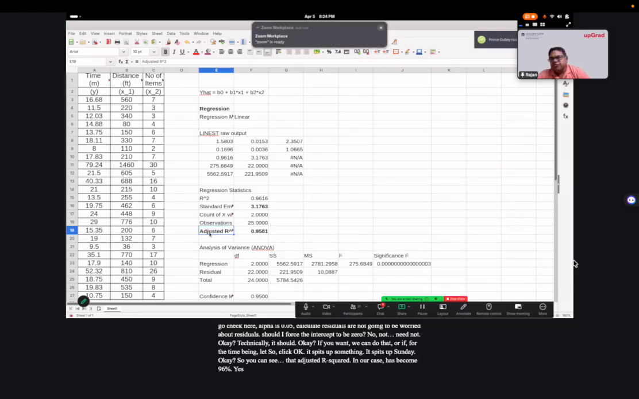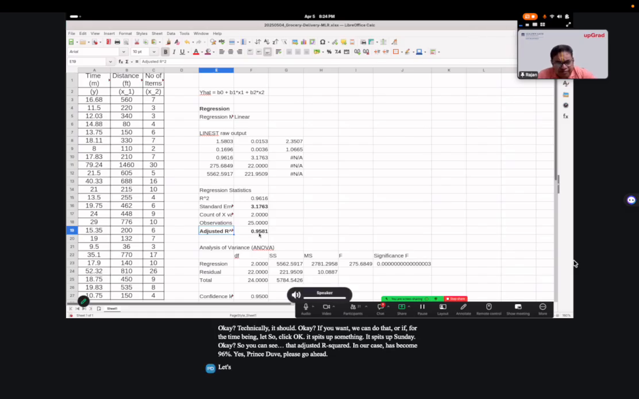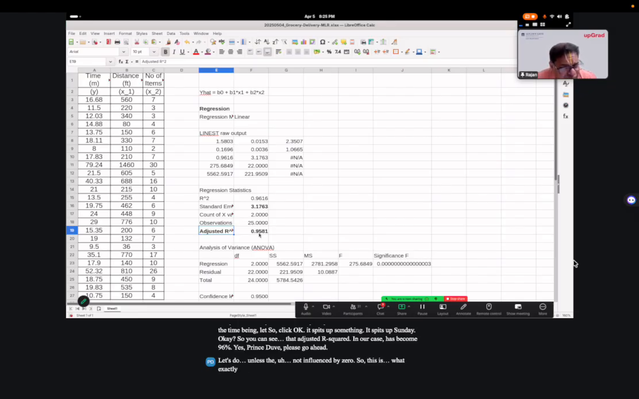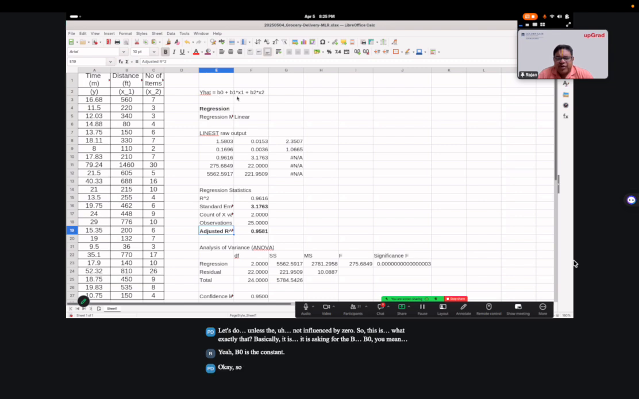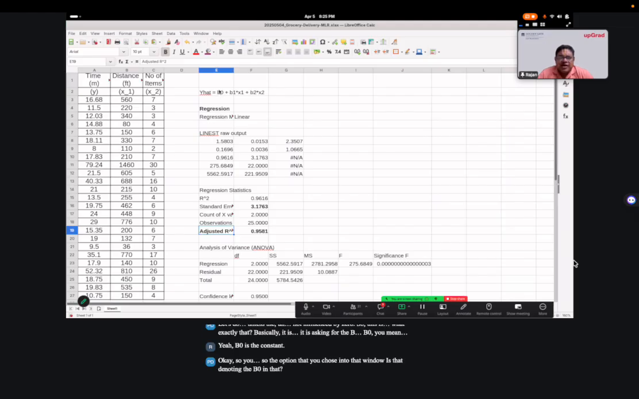Yes, Prince Dubey, please go ahead. The option to force the intercept to not be 0, what exactly is that? Basically, it is asking about B0. You mean B0? Yeah, B0 is the constant. So the option that you chose in that window, is that denoting the B0? Correct. I did not choose that.